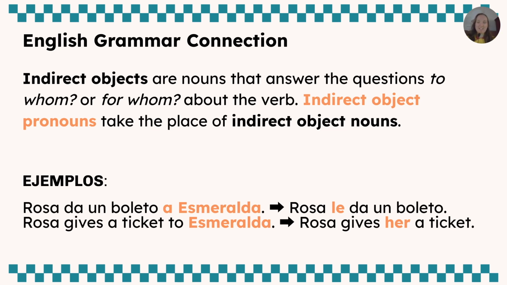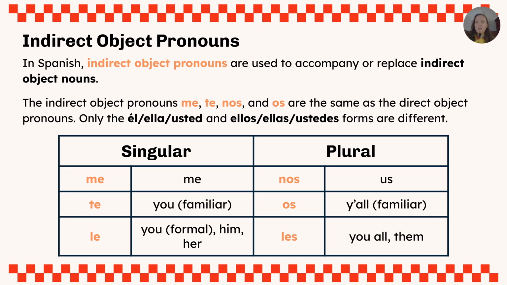So the second sentence you see is when the indirect object pronouns are taking the place of the indirect object nouns. In the English example, we have Rosa gives her a ticket. Her is replacing Esmeralda. It still answers the question, to whom does Rosa give a ticket? To her. In Spanish, that would be Rosa le da un boleto. Le is replacing Esmeralda. So in Spanish, indirect object pronouns are used to accompany or replace indirect object nouns.